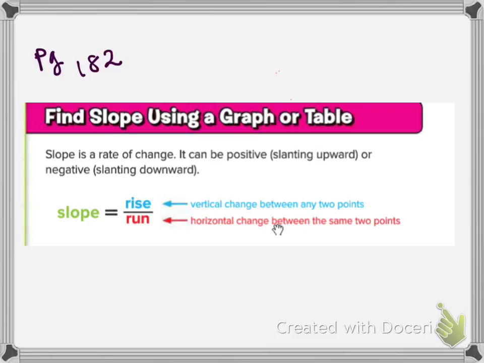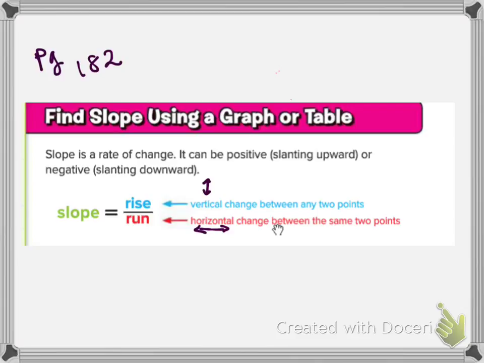So just kind of reading through that, slope is a rate of change. It can be positive, slanting upward, or negative, slanting downward. So slope is kind of like the slant of a line. And as you probably learned last year, slope is often referred to as rise over run, or the vertical change. Vertical is up and down, over the horizontal change, and horizontal change is across.